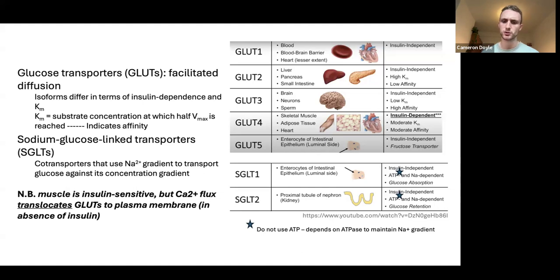And there's also these additional ones, SGLT1 and SGLT2. SGLT2 is quite important clinically. This is present in the kidney, and there are drugs that are now used to treat high blood pressure and for diabetics, which are SGLT2 inhibitors, which increase glucose loss through the urine by basically inhibiting this process of glucose uptake in the kidney.